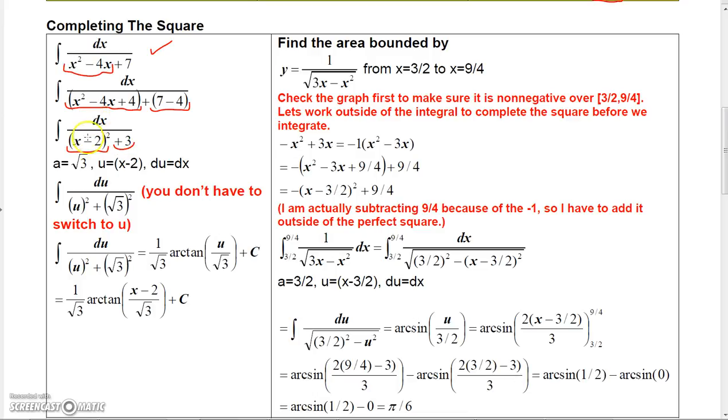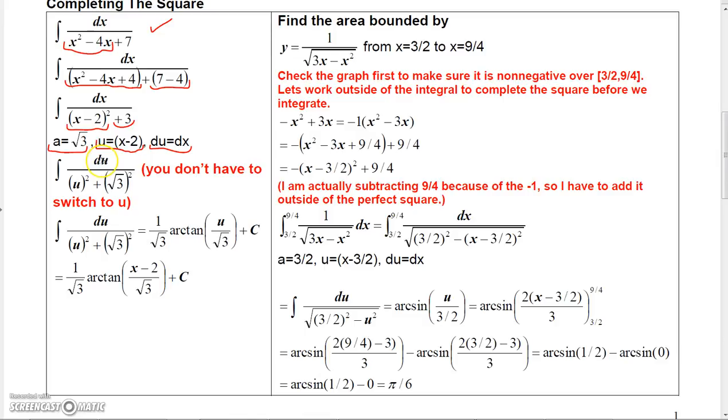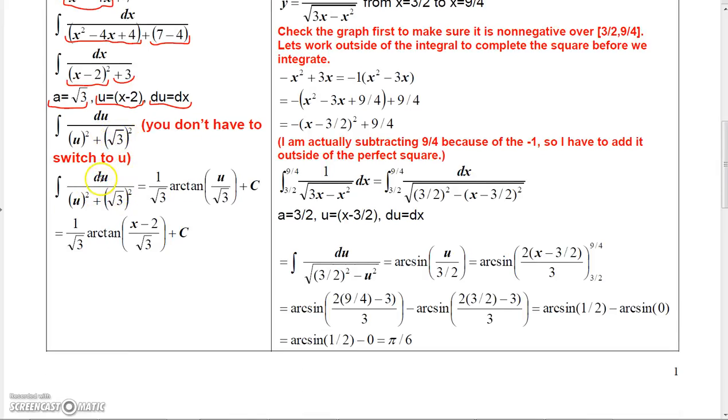So now if I let u be x minus 2, then du is simply dx, and a is square root of 3. So now I have the form du over u squared plus square root of 3 squared. And you don't actually have to switch here, but I did. So the formula for du over u squared plus a squared is actually 1 over a arctan u over a plus a constant. But we know that u is simply x minus 2, so just replace u with x minus 2, and there you go. So there you have your answer for the integral.